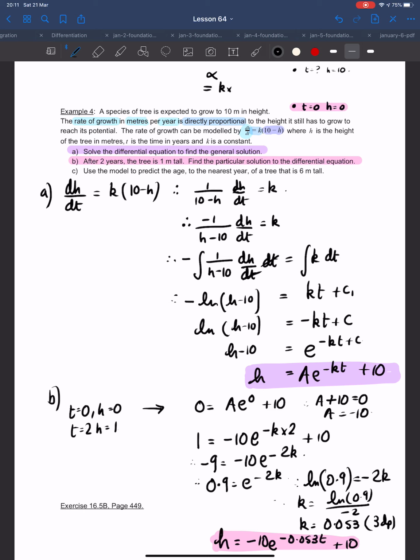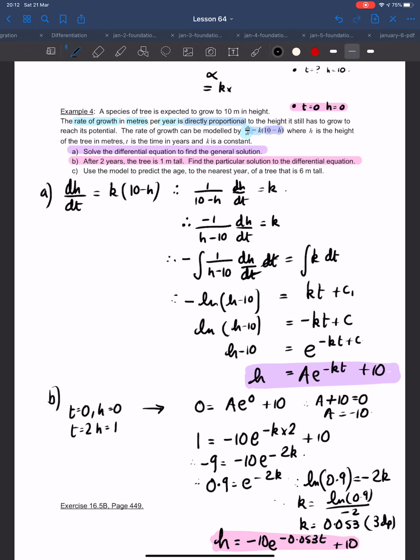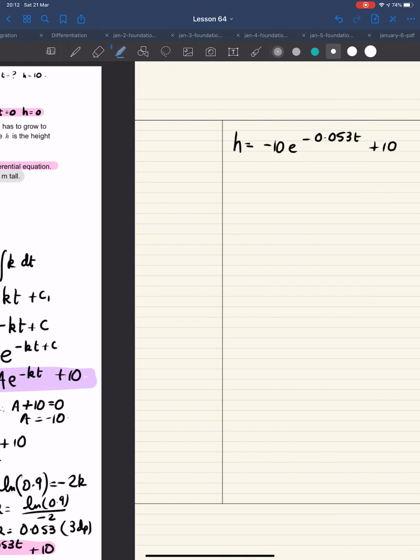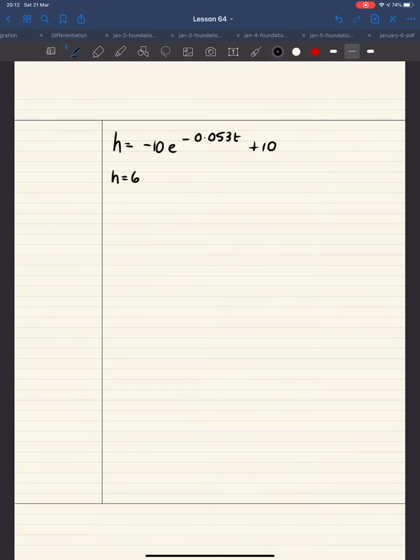Anyway, right. Next page then. h is minus 10 e to the minus 0.053 t plus 10. Now the question for part C, if you look, it says use the model to predict the age of a tree that is 6 meters tall. So we need the t, and we've got the h is 6. So h is 6, and find t, which is the age.